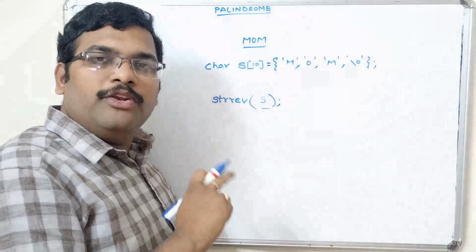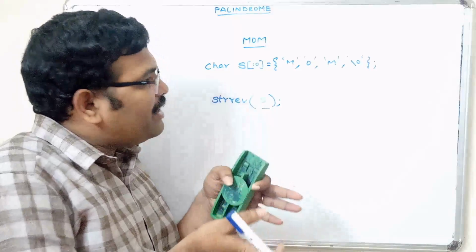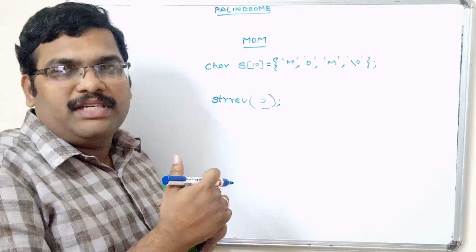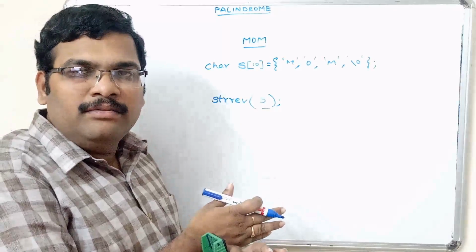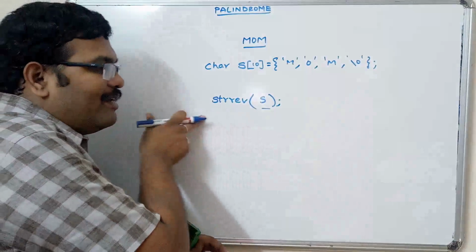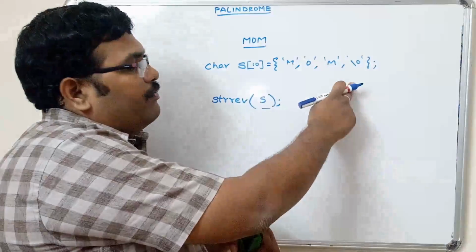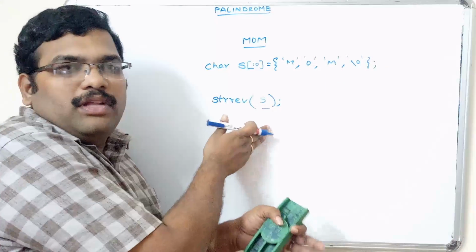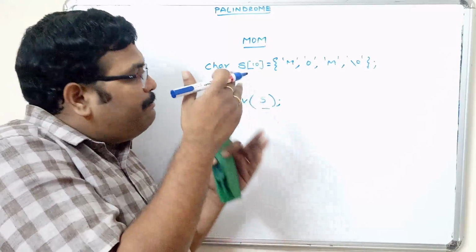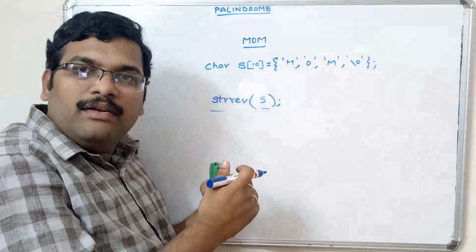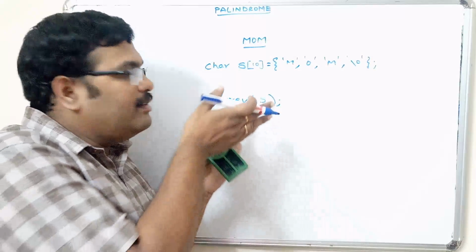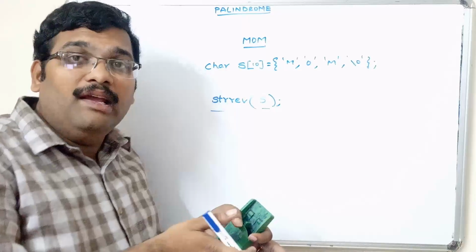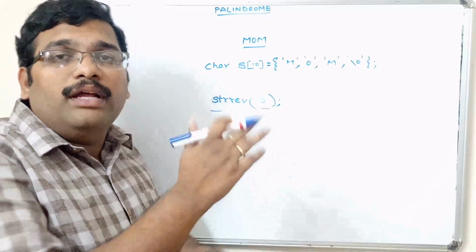Here also, similar to the numerical palindrome, we have to reverse the given string and compare it with the input string. If you apply this string reverse function, the given string will be reversed and stored in the same array, so it will be updated. So before applying string reverse, we have to assign the input string to another string, that means copy the content of the given string to another string.